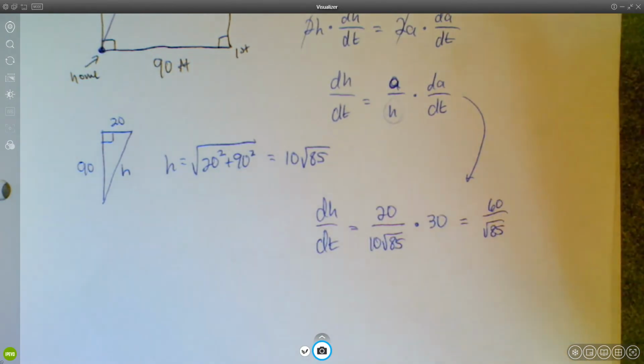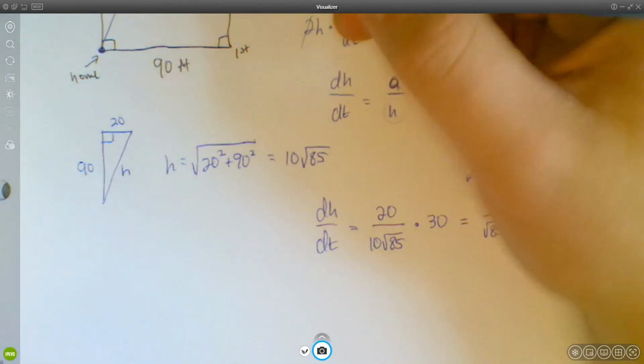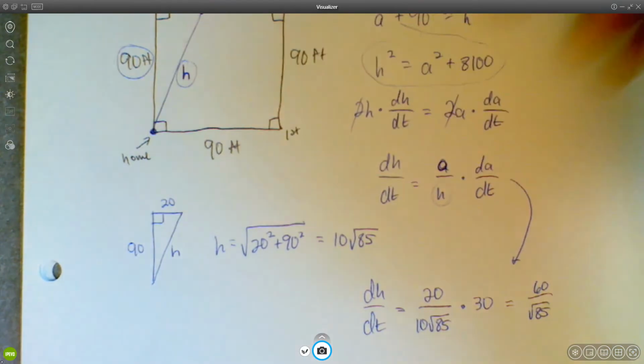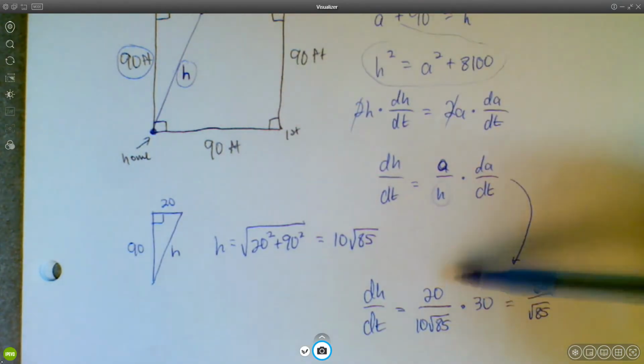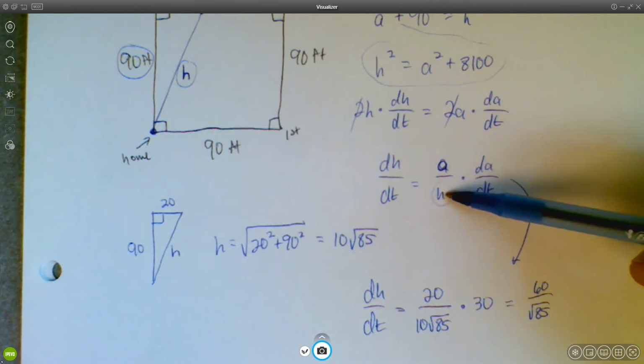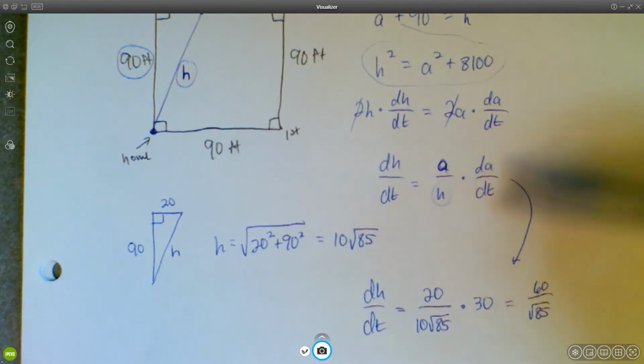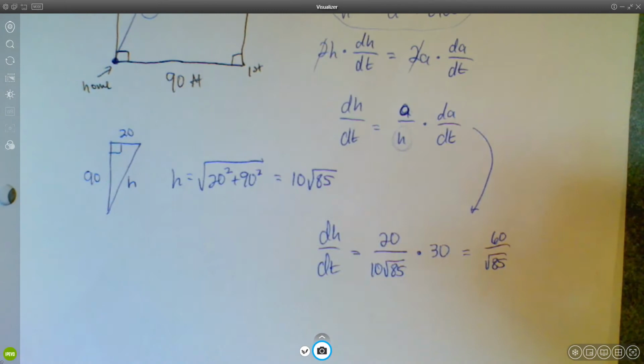What are the units here? They must be feet per second, right? Because we're talking about just a distance, right? Feet per second. Yeah, this was feet, so the feet would cancel. But then this is feet per second. So yeah, feet per second.